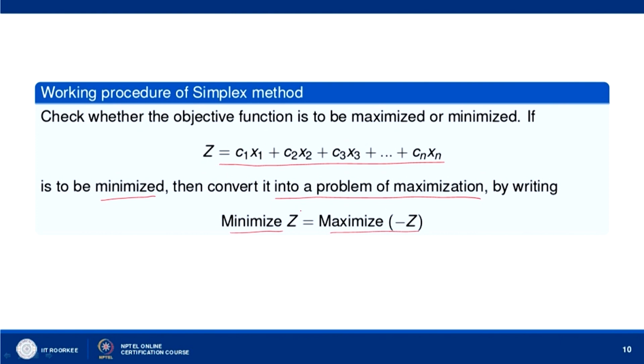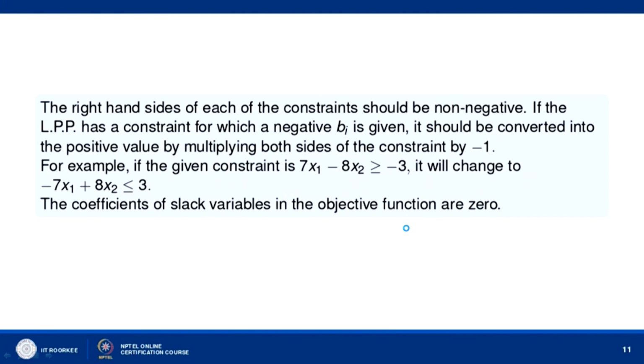So, minimize z equal to minimize z means maximize of minus z. The right hand side of each of the constants, suppose there are m constants, should be made non-negative. If the linear programming problem has a constant for which a negative bi is given, then we will multiply the constant by minus 1 to make the right hand side positive. So, it should be converted into the positive value by multiplying both sides of the constant by minus 1.